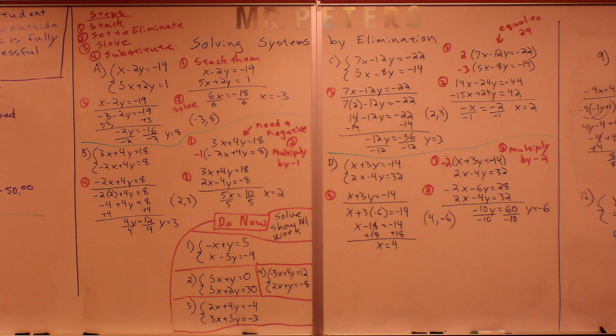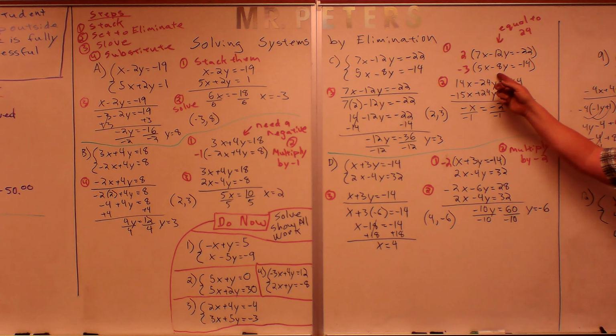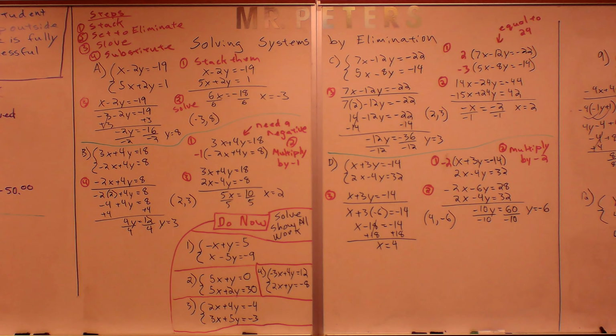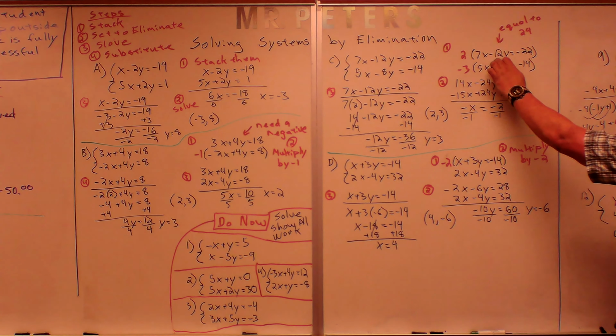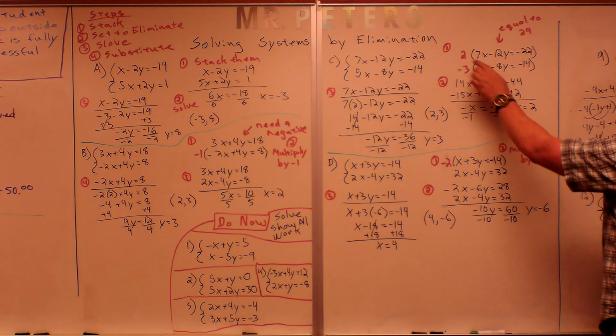Okay? Most of your numbers are going to be a little different. If this was 12 and this was 6, we only have to multiply 1 by 2, right? So we have to get one that's equal to the numbers right here. Okay? So if this one's a negative, I'm going to multiply this one by a positive.